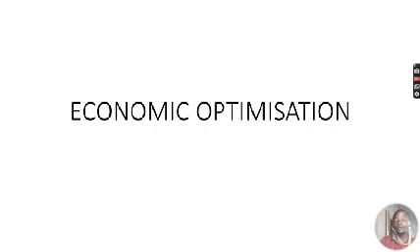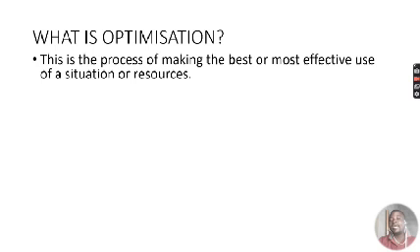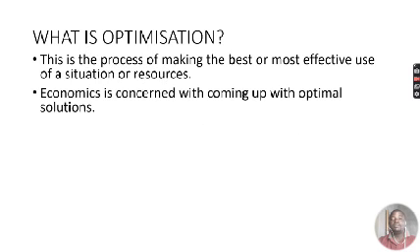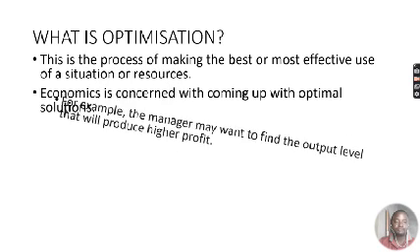Before we talk about anything, let's do a quick recap of what we talked about. In our previous lesson, we were talking about economic optimization. And we said economic optimization is a process of making the best of a situation or making effective use of a situation or resources. We said that economics is concerned with coming up with optimal solutions.